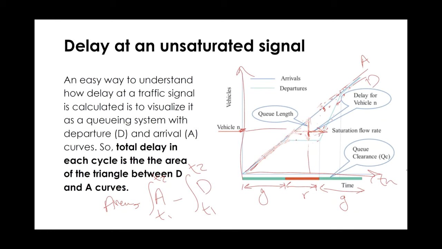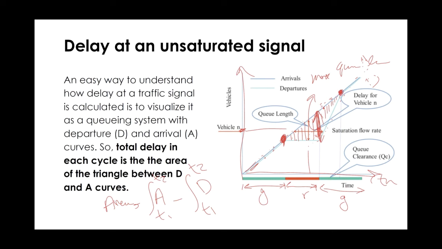And then if you look at this queue clearance time here, what is this? It is how long it takes for the queue to dissipate, or to totally clear at this intersection. At this time the queue starts forming, right? You see the queue forms, it grows, and gets to the maximum point here. So that's the maximum queue length. And then it gradually shrinks until this point.